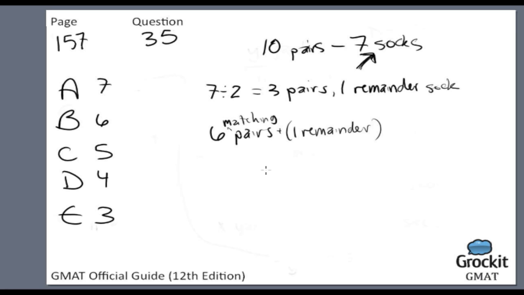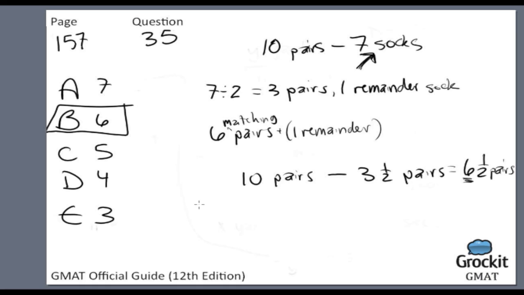I guess that would have been another way that we could have looked at this: he's losing 10 pairs minus 3.5 pairs equals 6.5 pairs left. And again, we're only counting the whole pairs that he has, so we only count the 6. Answer choice B.